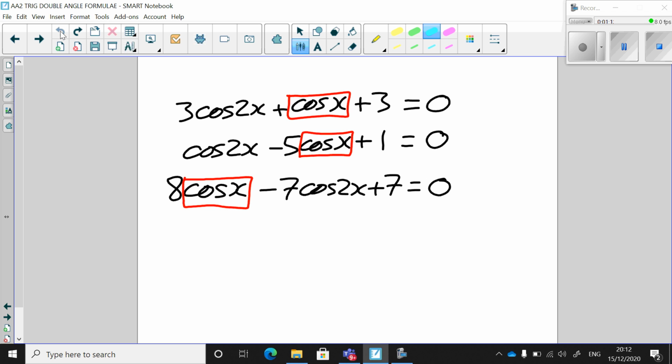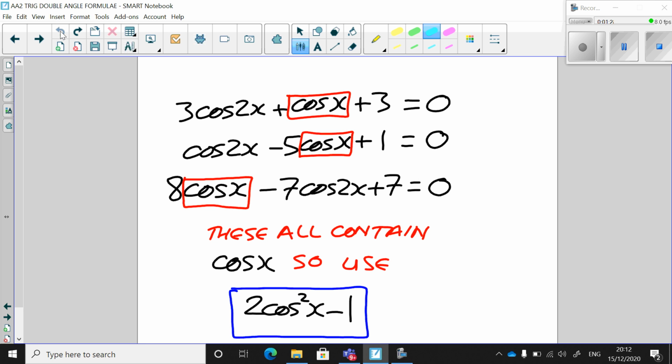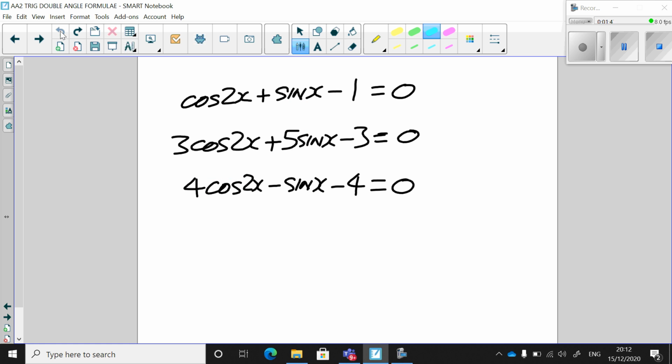Do you notice each of them has single x and cosine? That gives you a clue. So the replacement for cos 2x should only involve cosine. The only one that involves cosine from your formula sheet, which you should have memorized, is 2 cos squared x minus 1. That's the one we're going to use to replace cos 2x.